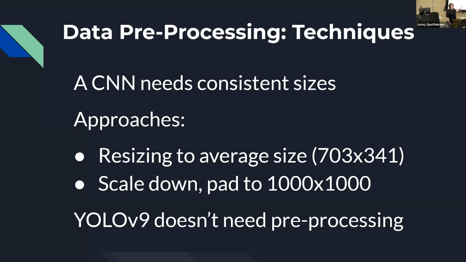And YOLO v9, being an image segmentation algorithm, didn't really need pre-processing on the original dataset, so we did not provide that, although we did have to change annotations in order to work.